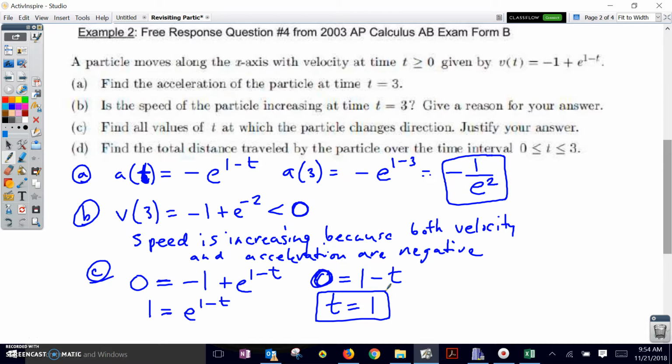Okay. Justify your answer. So now I want to look at this particular spot here. In justifying my answer, it's at t equals 1 because velocity changes from positive to negative there.